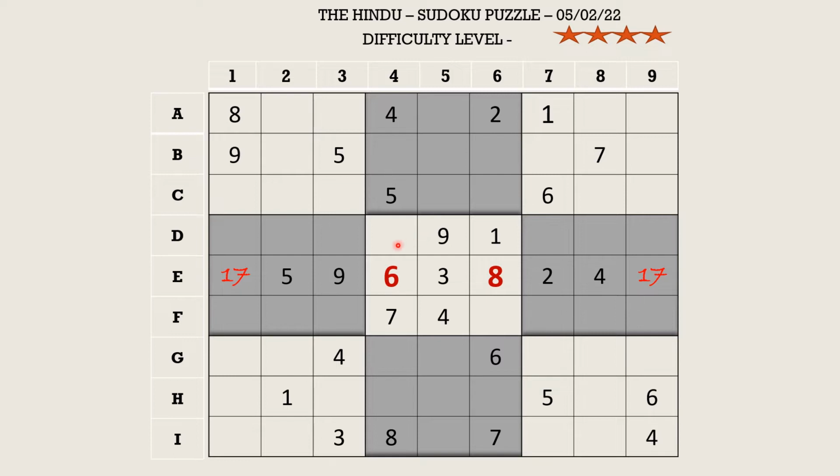Now in the central block there are only 2 empty cells and the missing numbers are 2 and 5. There is a 5 here in the 4th column blocking. So D4 takes 2 and F6 takes 5.